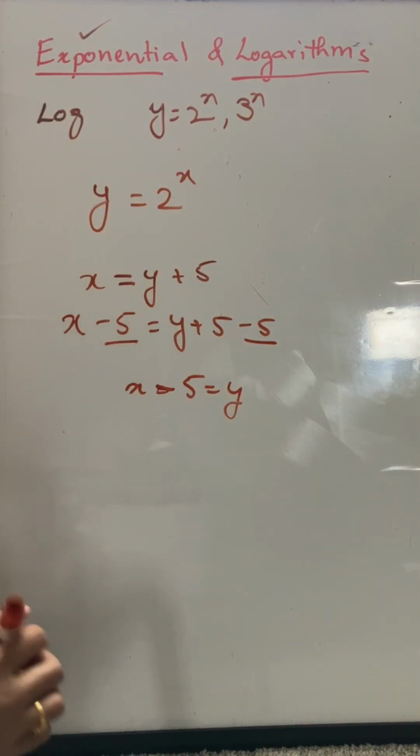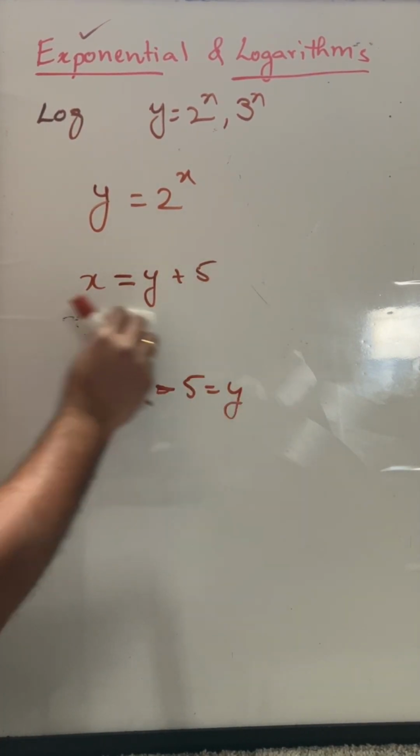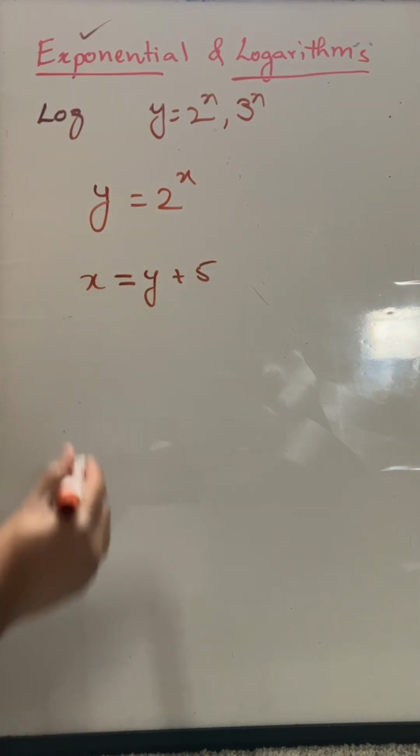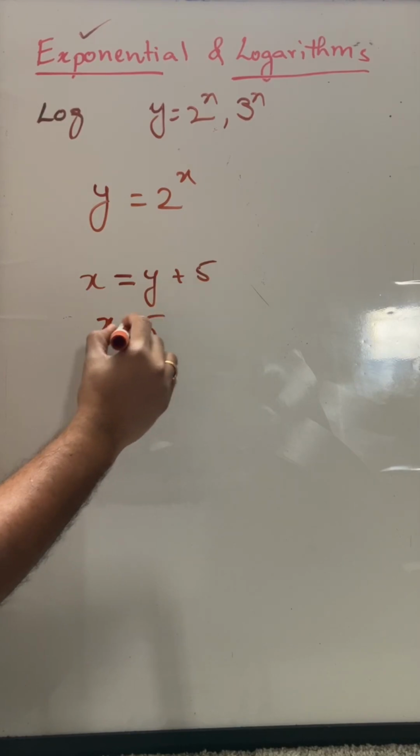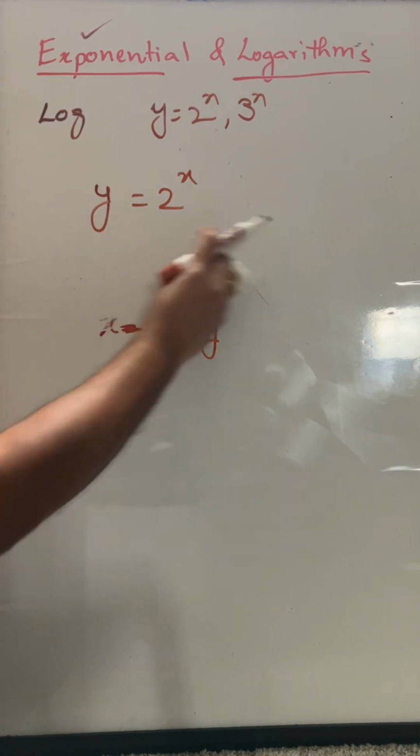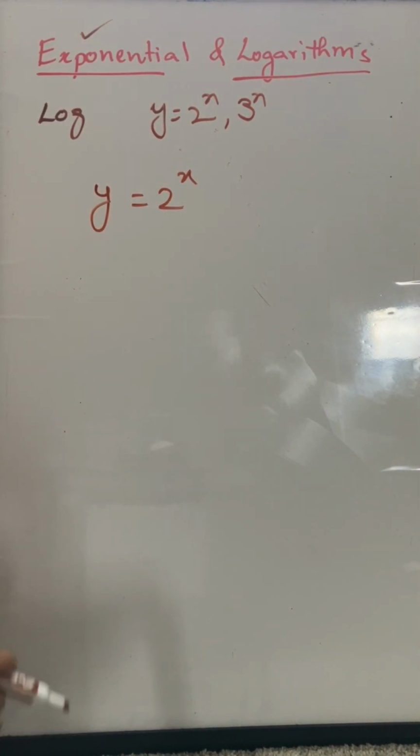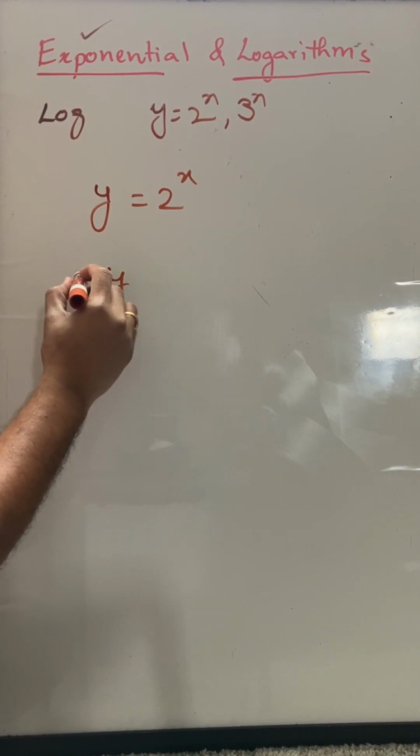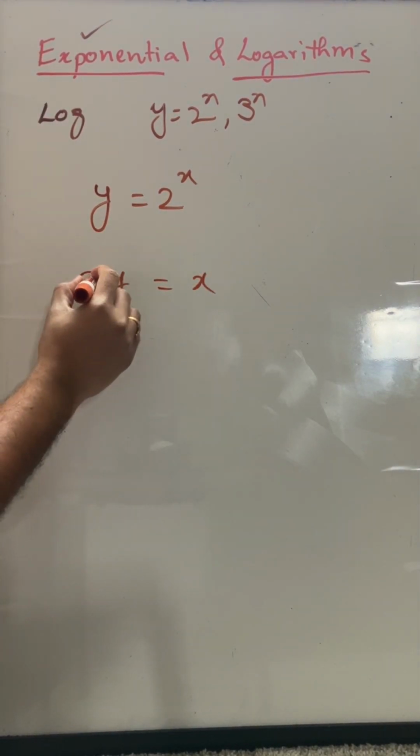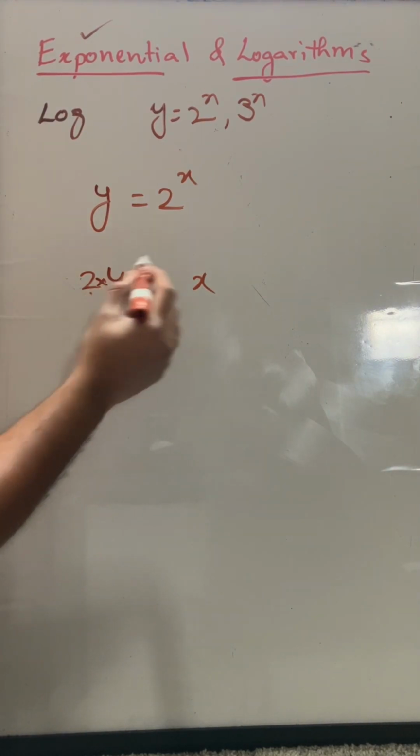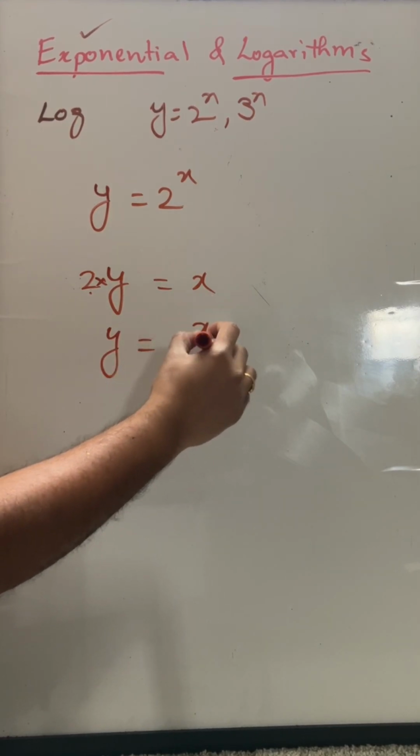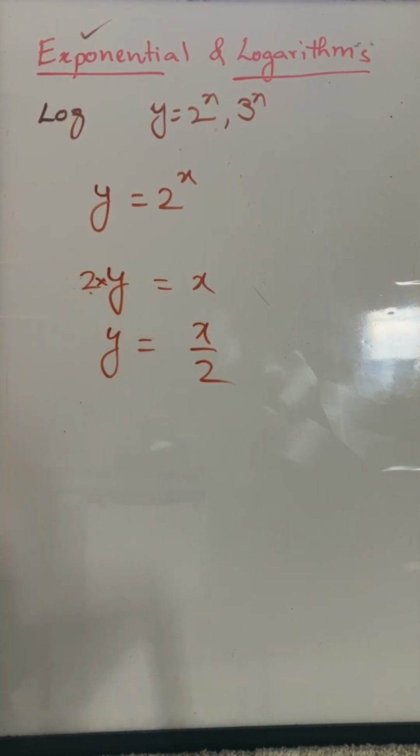Sometimes we also write it like this: when positive 5 goes on the other side, it becomes negative 5. Right? So this is for additions. What about multiplications? When 2y equal to x, it is multiplying here. So when this 2 goes on the other side, it will become x by 2. That's what we write, right?